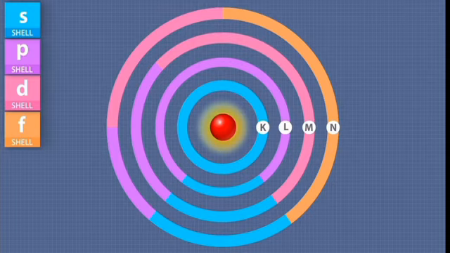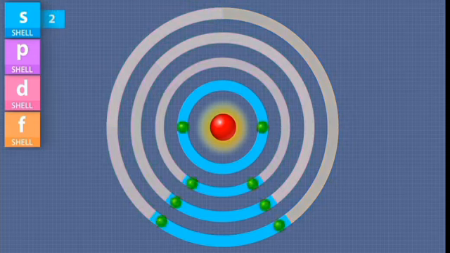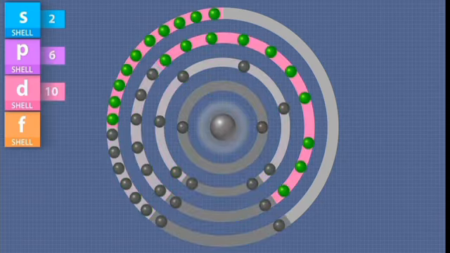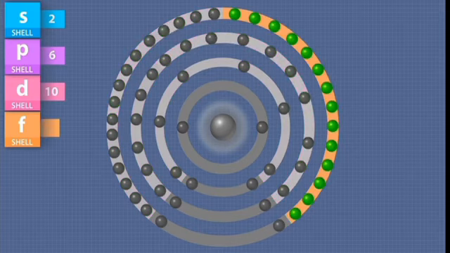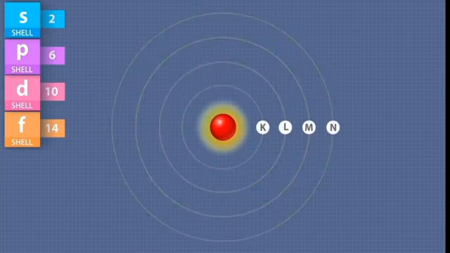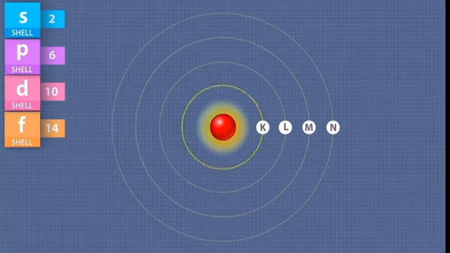Every subshell can accommodate a fixed number of electrons. The S subshell can hold a maximum of 2 electrons, a maximum of 6 electrons in the P subshell, 10 electrons in D, and 14 electrons in F. Electrons are distributed in their respective shells and subshells.